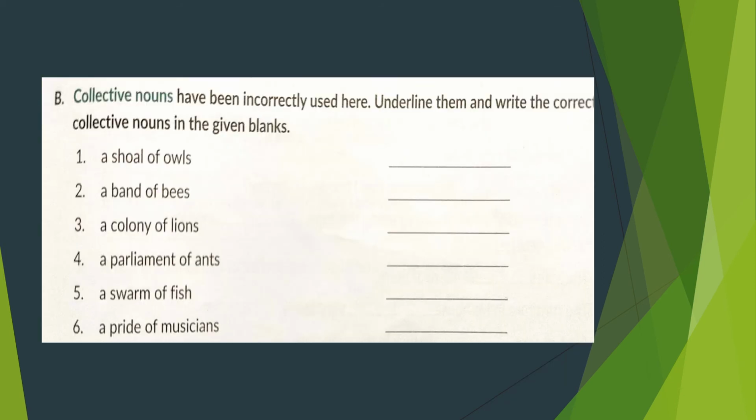You have already studied about collective nouns. So here is a question. You have to underline and write the correct collective noun because the wrong ones have been given here. A shoal of owls? No, it's a parliament of owls. A band of bees? No, it's a swarm of bees, or you can also say a hive of bees. Do this on your own. It's a practice worksheet. You must do it on your own.